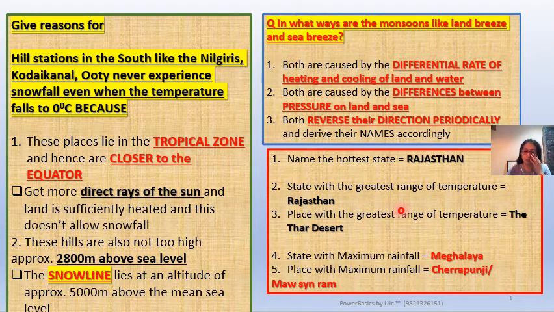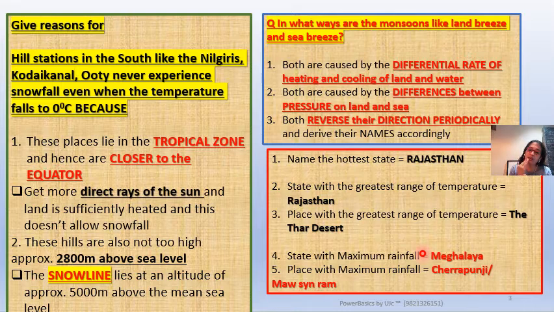The Thar Desert. The state with the maximum rainfall is Meghalaya. The place with the maximum rainfall, Cherrapunji, Mawsynram. I break it up like this so that you can learn the spelling with the sound. Mawsynram. So spelling marks are cut in geography also. Okay, learn these names.